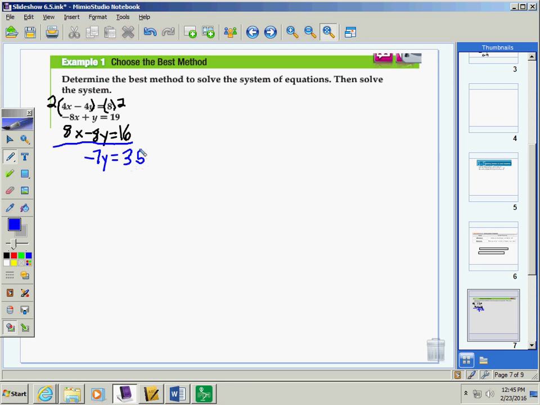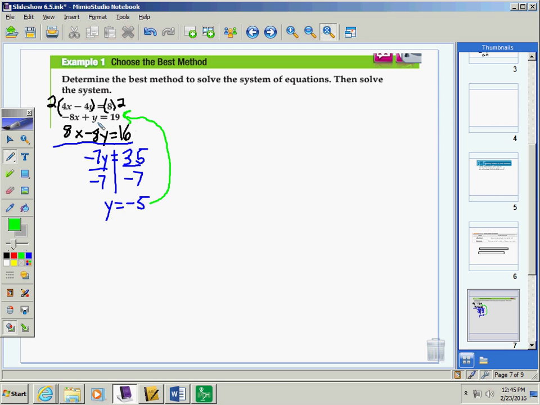Then I have to go ahead and solve for y. I divide each side by negative 7, and I get y equals negative 5. Once I know y equals negative 5, I'm going to take that and plug it back into one of my equations. I'm going to go ahead and plug it into the second equation right here.